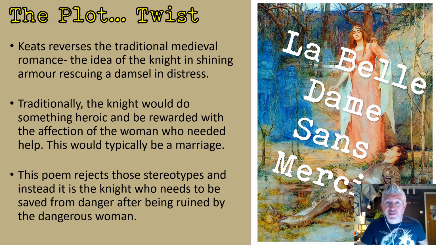The plot twist in this poem is that the poet Keats is reversing the traditional medieval romance, the idea of the knight in shining armor rescuing the damsel in distress. Traditionally, the knight would do something heroic and be rewarded with the affection of the woman who needed help. Typically, this will be a marriage and they live happily ever after. This poem is a rejection of those stereotypes, and instead it's the knight who needs to be saved from danger after being ruined by this dangerous woman.